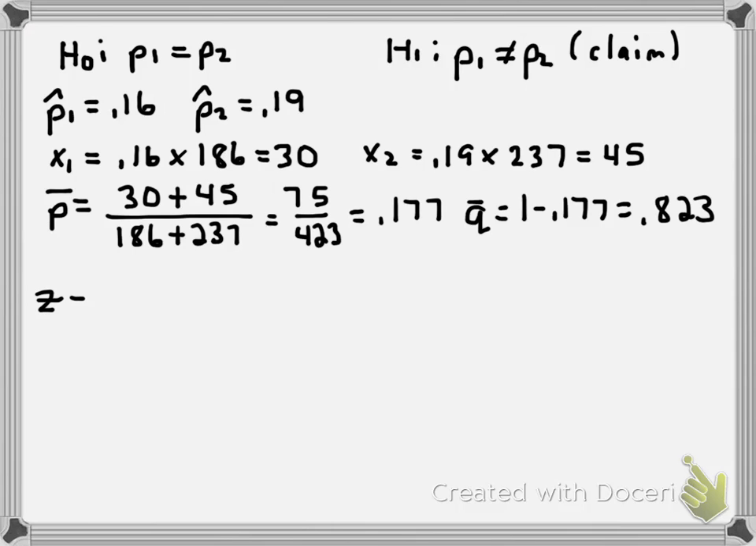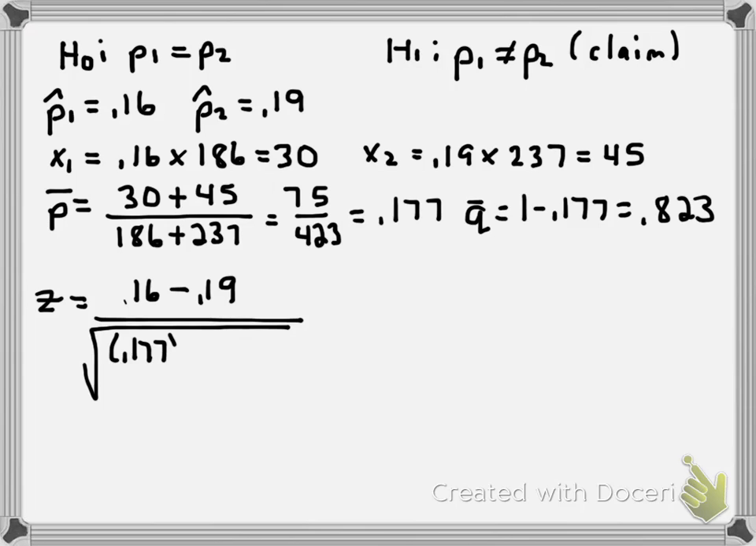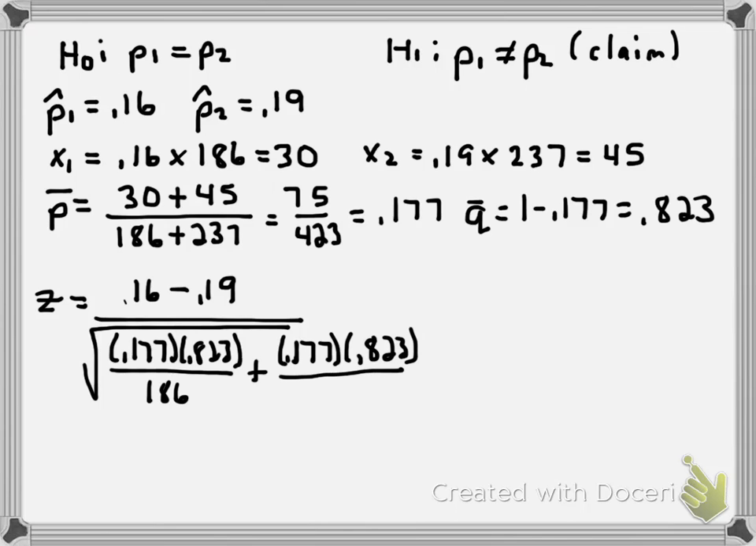And now we can find the test statistic. So we have p hat 1 minus p hat 2 over the square root of pooled p times pooled q divided by n1 plus pooled p times pooled q divided by n2, and work that out, round to 2 decimal places, and you should get negative 0.80.